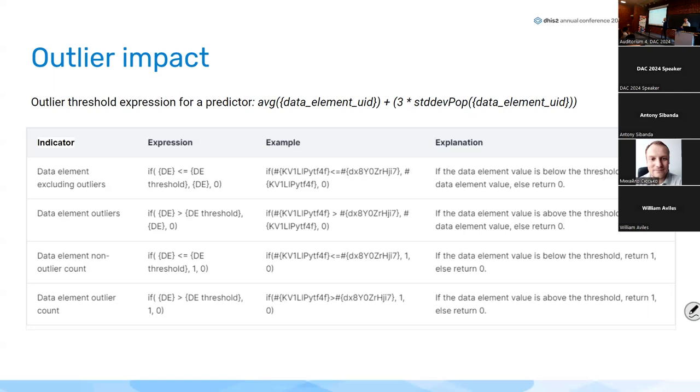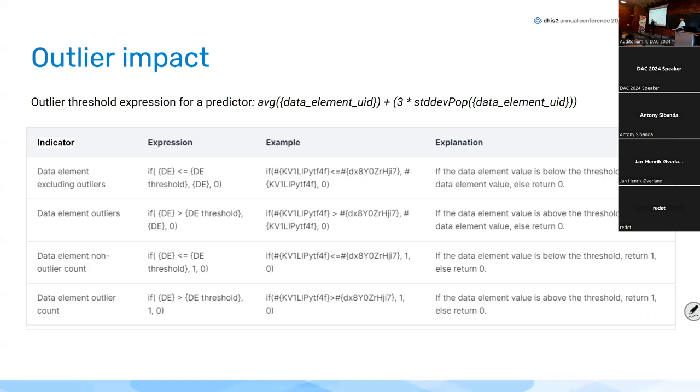So what is my count of the data elements that have come in that are not outliers? Does that make sense? We're able to use an if statement here. We're saying, if this data element is less than or equal to the outlier threshold, count the data element value. If it's not, replace it with a zero. So this actually gives us a sum of the data values that are not outliers. Then we're able to do a data element for the outliers. So what is the actual amount of the values that are coming in that are outliers? We can say, if this data element is greater than the outlier threshold, return the data element. So that's giving us the sum of all of the values that are outliers.